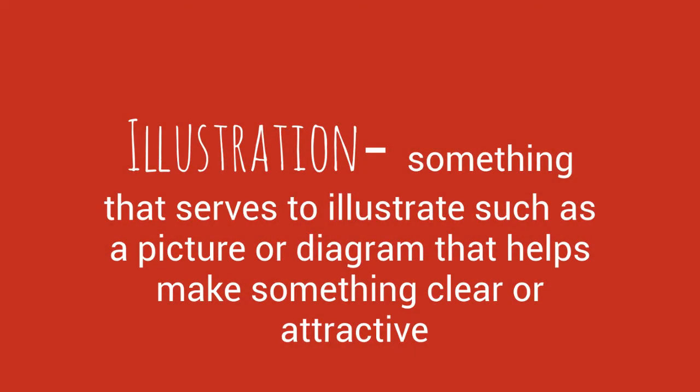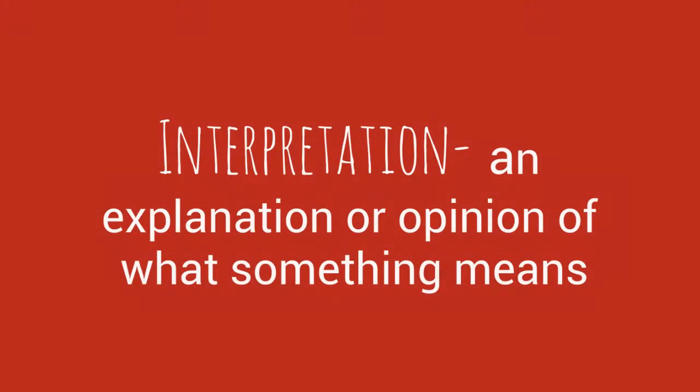The second vocabulary word is illustration. An illustration is something that serves to illustrate, such as a picture or diagram that helps make something clear or attractive. It could also be an example or instance that helps make something clear. The third vocabulary word is interpretation, and it is an explanation or opinion of what something means. Try to create your own interpretation while reading this book.